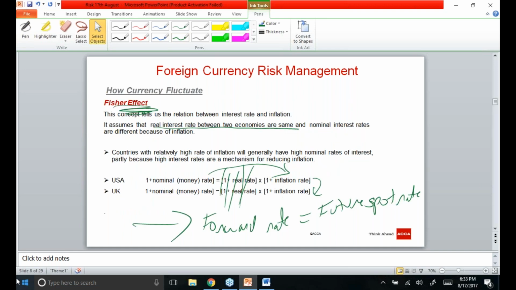Okay, this was very basic. This was already present in F9. We quickly took a recap of these concepts. If you have any question till now, you can write in the questions subsection.